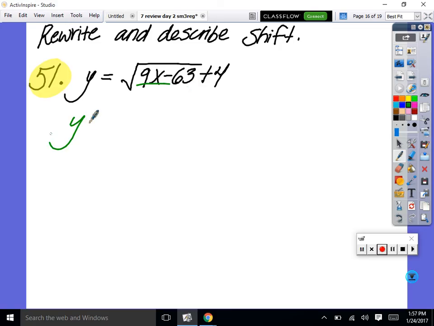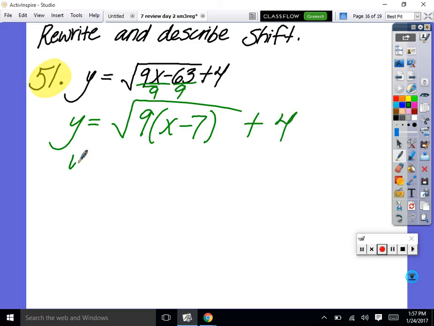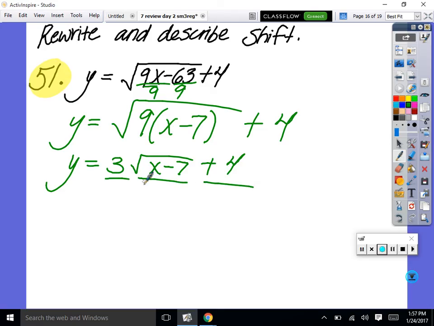So we factor out a 9. Divide by 9, divide by 9, so left is x minus 7, right? Yeah. Plus 4. So our final answer would be 3 root x minus 7 plus 4. So now in words, describe the shift. Right 7, up 4, stretch of 3. That's a whole section on the test. Doing that. Can we do that pretty easily? Okay, let's hope so.